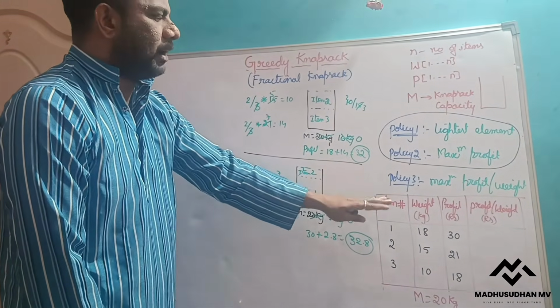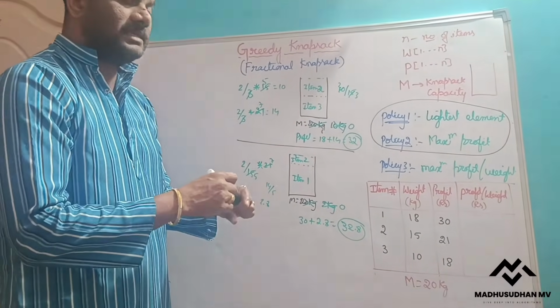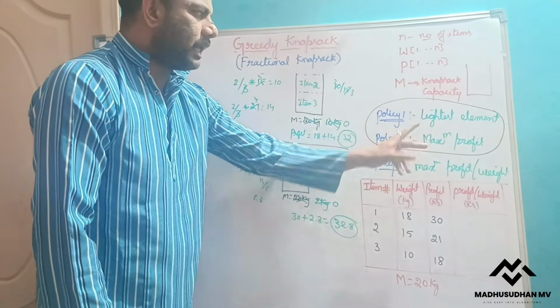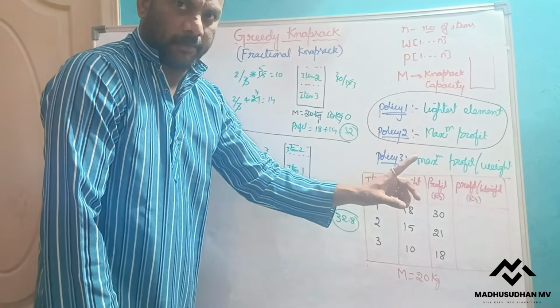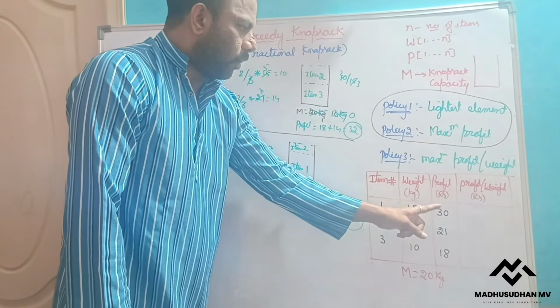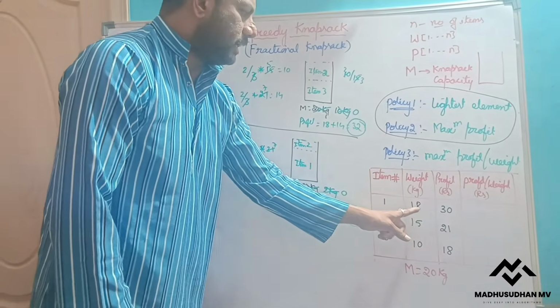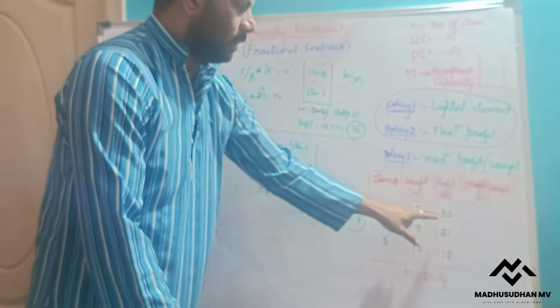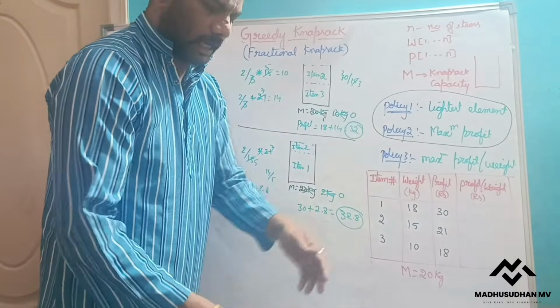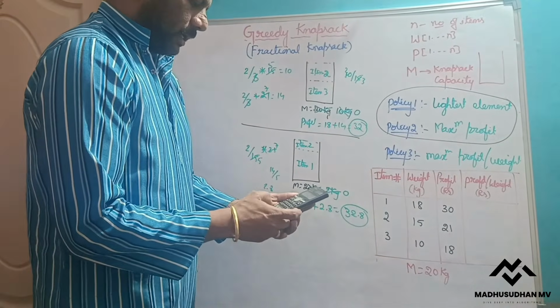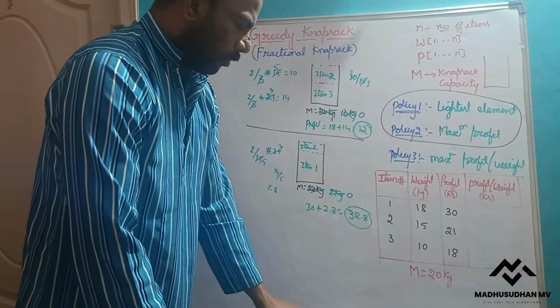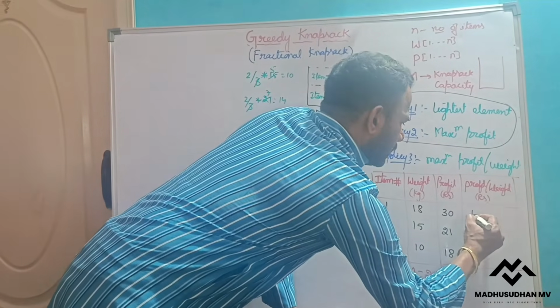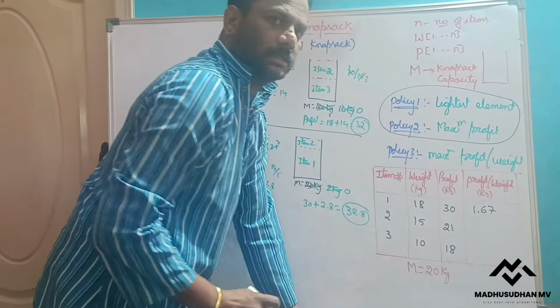Now let us apply policy 3 for this one. What does policy 3 say? You don't take all these two, you find out the profit for 1 kg. If it is 18 kg for 30 rupees, for 1 kg how much? 30 divided by 18 gives 1.67. That means for 1 kg it is 1.67.